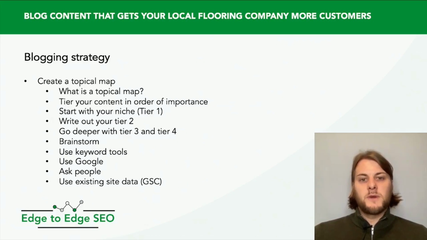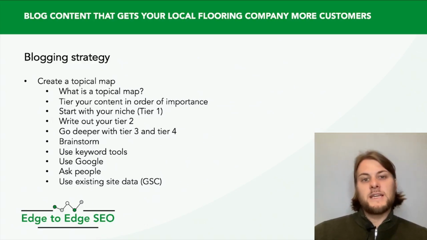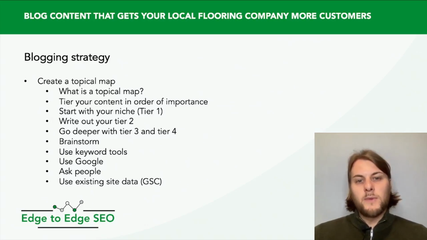So the next thing that you're going to want to do is tier the content in order of importance. Generally you have 4 tiers. You have Tier 1. Tier 1 would be the sub niche, so in the example we're using, carpet. Tier 2 would be the next most important topics relating to carpet. Tier 3 would be the next most important topics relating to the Tier 2 topics. And then Tier 4 would be going even deeper into the topical map, and you're giving people even more information if needed.